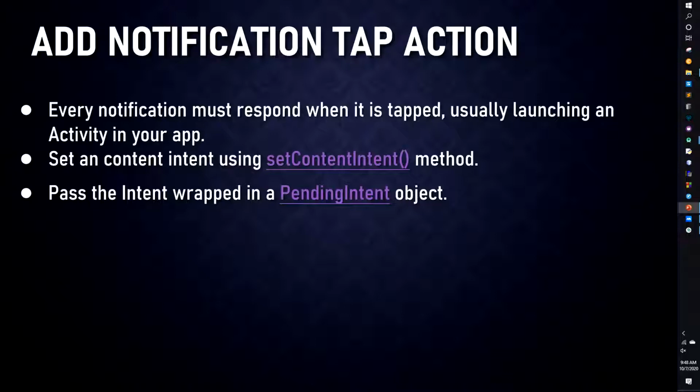You define this by using the set content intent method. You use this intent method so that it will open whatever activity you specified, and you can also pass the intent wrapped in a pending intent object. We'll get into this in the practice part.